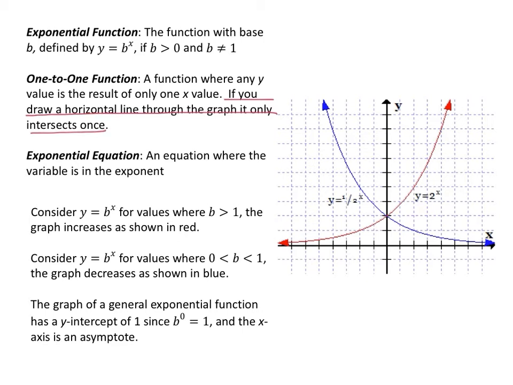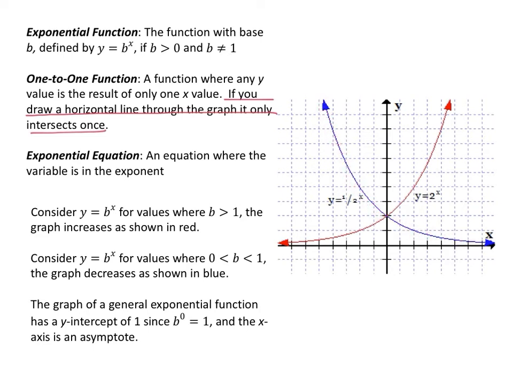Exponential equation is an equation where the variable is an exponent, pretty similar to an exponential function. The big difference here is that the base cannot be equal to 1 because 1 to any power is just 1. So if you consider this exponential function for values where b is greater than 1, the graph increases, right? This is what you see here. If this number is between 0 and 1, it's going to decrease.